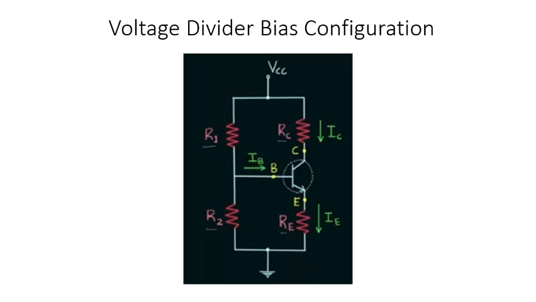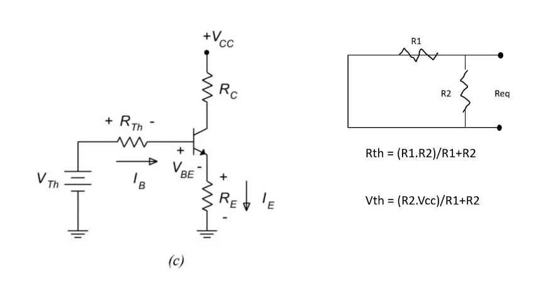To solve this circuit, we will simplify this circuit as follows. We can change the VCC into point voltage, and to solve this circuit, we will have to find the Thevenin's voltage and Thevenin's resistance. Further simplification shows that this circuit is similar to the emitter bias configuration.